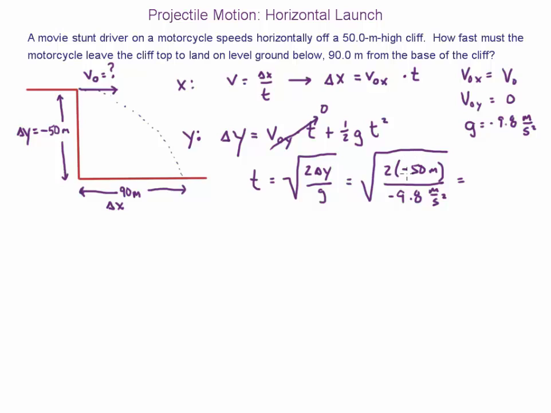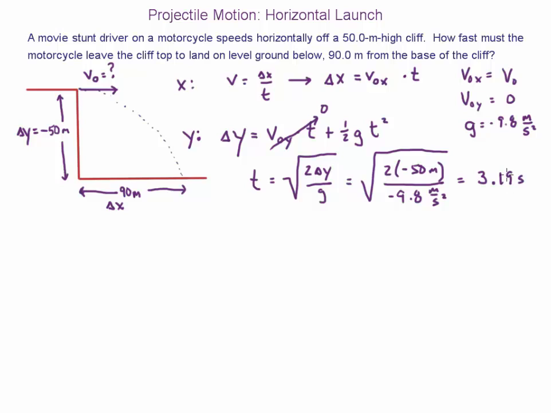Now you kind of see why we had to make our displacement in the y direction negative, because we needed that negative to cancel out this negative so we don't wind up taking the square root of a negative number. And if we do that, we get the value 3.19 seconds. And again, notice that the only thing this time depends on is the height of the cliff. It's completely independent of how fast our motorcycle is going.